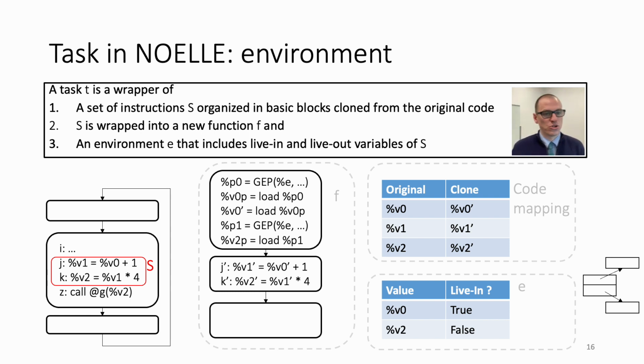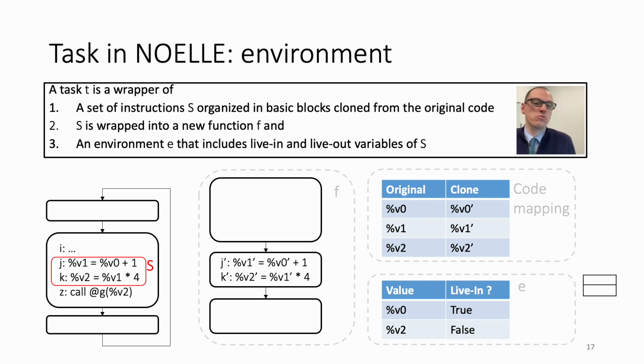At the end, when the execution is over, now we have to propagate the live out value outside the task. In order to do that, we're going to store the final value %v2 prime, the one we computed inside the task, into the location pointed by v2p.